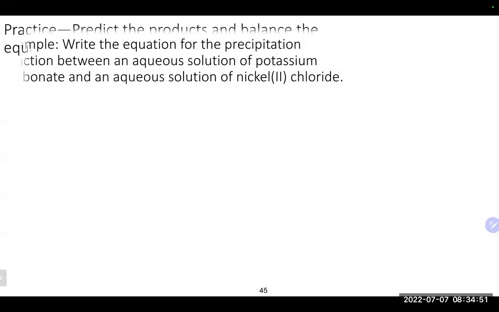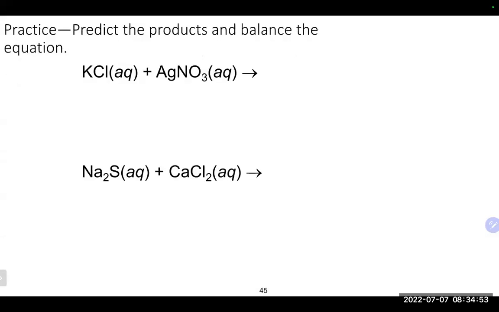That's the same one, I think. All right, a couple more here. Predict the products and balance the equations. And why don't we do all 3 of those again? You could do the total, the net.